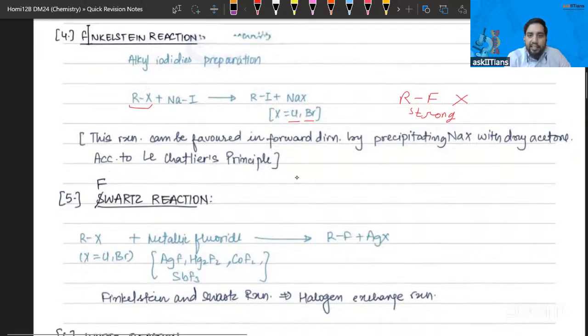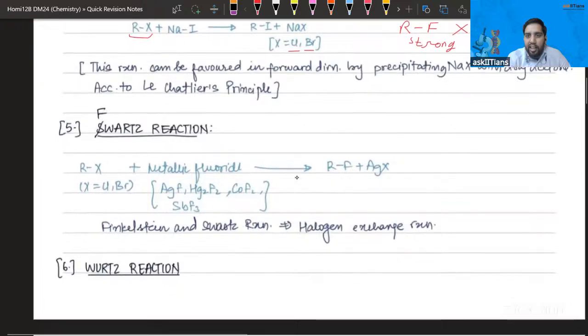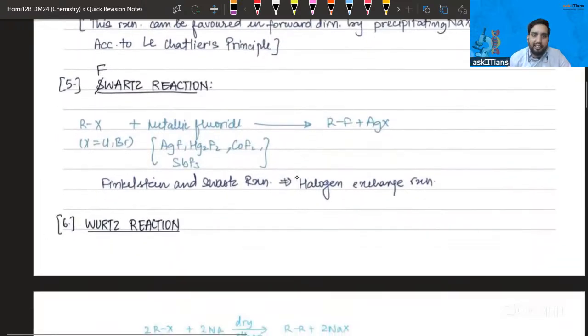Now, next reaction is for preparation of alkyl fluoride, which is known as the Swarts reaction. In the Swarts reaction, we take alkyl halide. Again, X can be chlorine or bromine. Here we take metallic fluorides or inorganic fluorides, like AgF, Hg2F2, CoF2 or SbF3. These inorganic fluorides can be used. Fluorine is going to replace halogen and we are going to get RF and AgX as the side product.